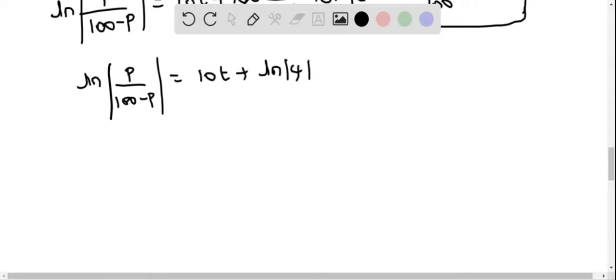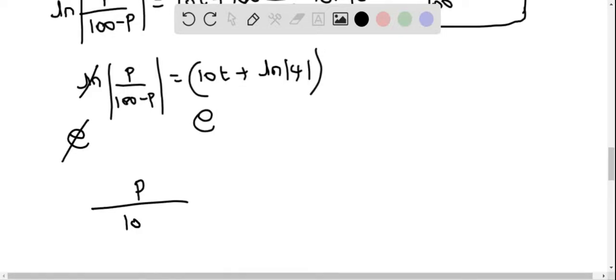Now let's take exponential on both sides. We raise both sides to the power of e. So this e and natural logarithm get cancelled, and we get p over 100 minus p, and this equals e raised to the power of 10t plus natural logarithm of 4.